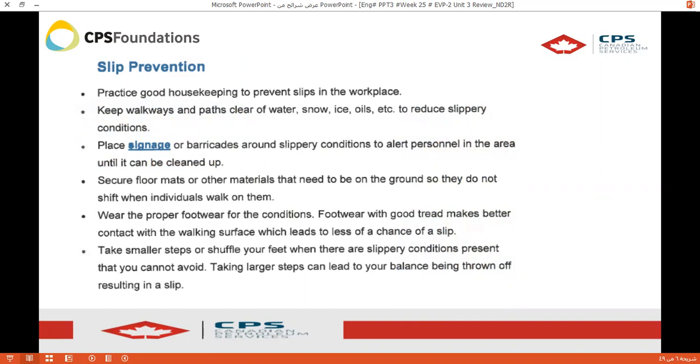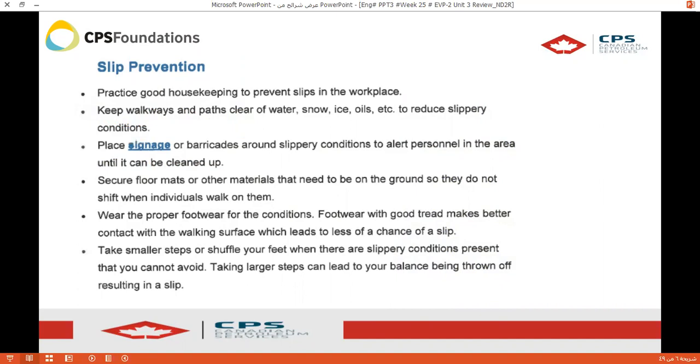to reduce slippery conditions. Place signage or barricades around the slippery conditions to alert personnel in the area until it can be cleaned up. Secure floor mats or other materials that need to be on the ground so they don't shift when individuals walk on them. Wear the proper footwear for the conditions.